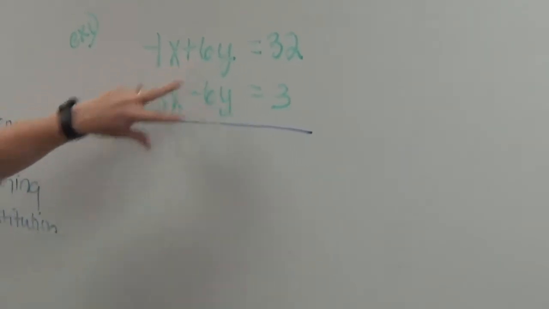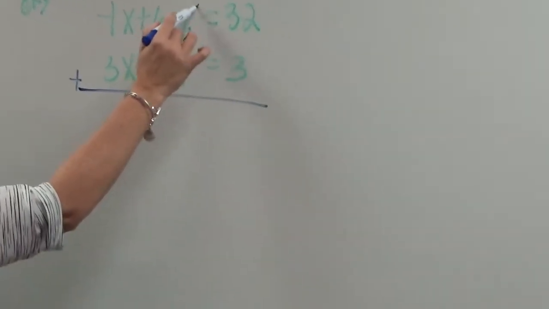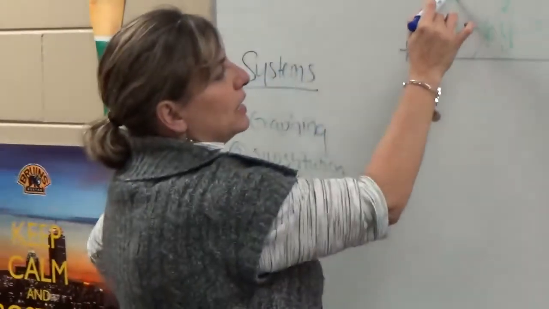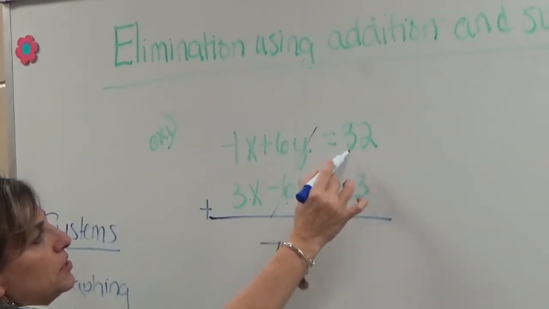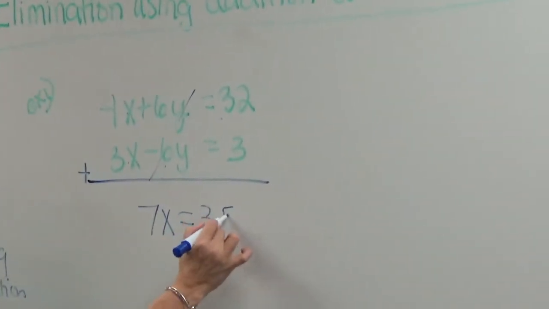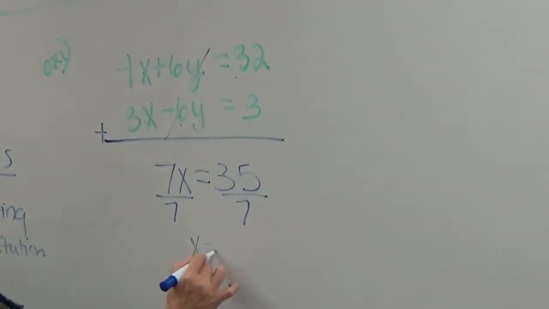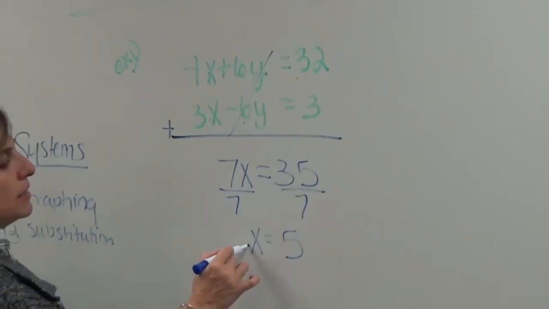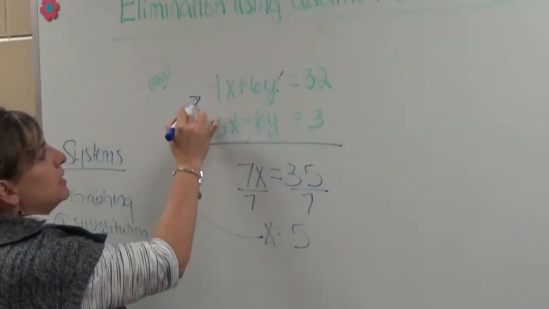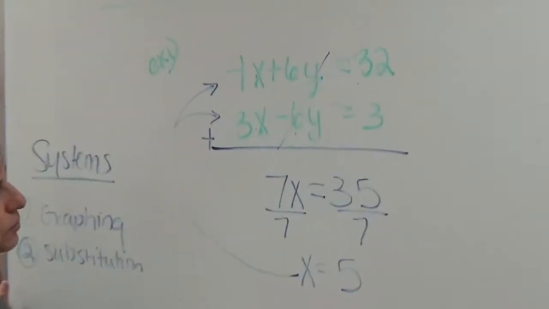So here I get to cancel out my y's because a positive 6 and a negative 6 cancel out. And I just add: 4 plus 3 is 7x equals 32 plus 3 is 35. Look at how nice this is, guys. x equals 5. Bam. I'm already done with that one. Take the x equals 5, go back and pop it into either equation. I don't care which one you choose. I'll just choose the first one.